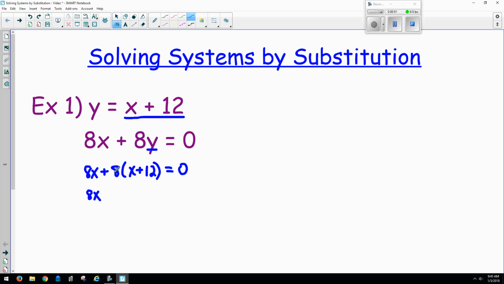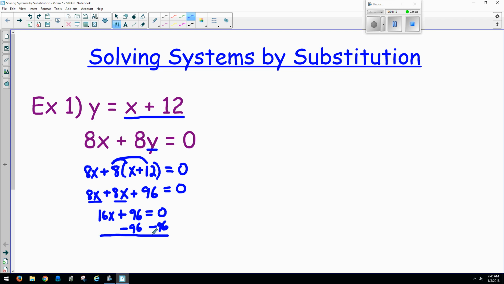So I'm going to bring down the 8x, distribute the positive 8. I'm going to get plus 8x plus 96. Combine like terms. So we get 16x plus 96 equals 0. Subtract 96 from both sides. So we're just solving for x. 16x equals negative 96. We're going to divide both sides by 16. And we get x equals negative 6.